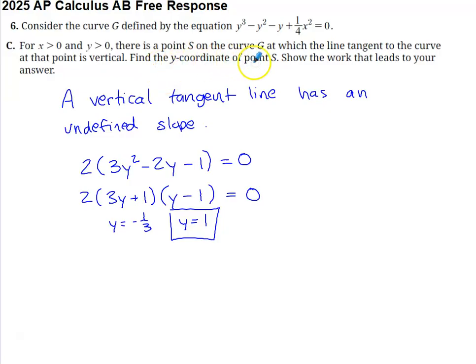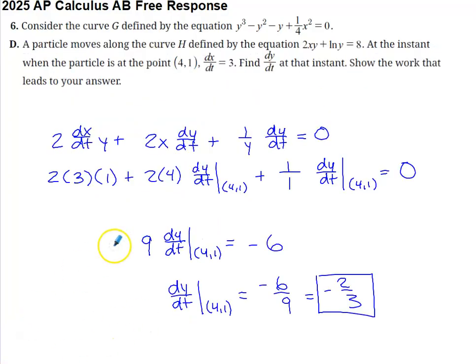Find the y-coordinate of point S. We don't even need to plug in to the original equation to find the corresponding x. We have found the y-coordinate of the location on the curve where x and y are both positive, where the tangent line is going to be vertical.